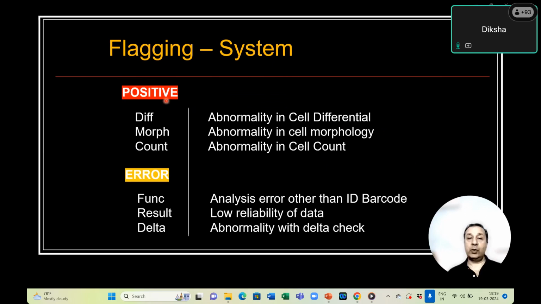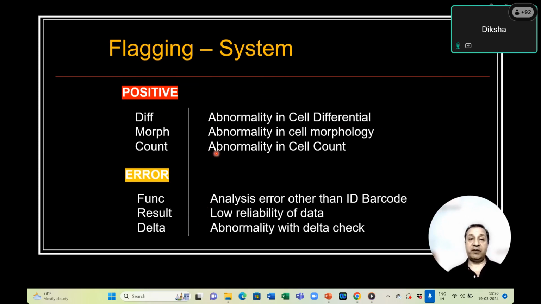So as I told you, with a positive flag, you can have an abnormality which might have been identified, say, in a differential, or maybe in a morphology, or maybe in the counts. You may also have what is called an error, and that's what I already mentioned. You might have a problem within the barcode of the sample that had been used. You might have data which might not be adequate in number. For example, severely pancytopenic samples which are falling below the linearity limits can give you an error result. Or you might have an abnormality of the delta check.